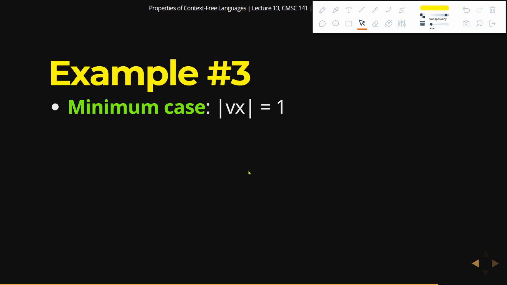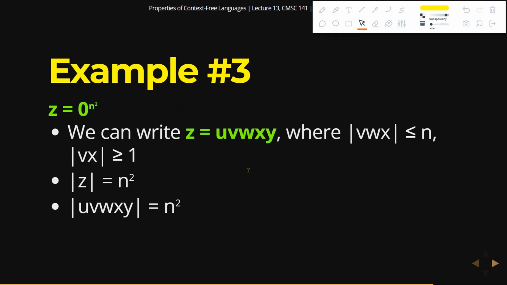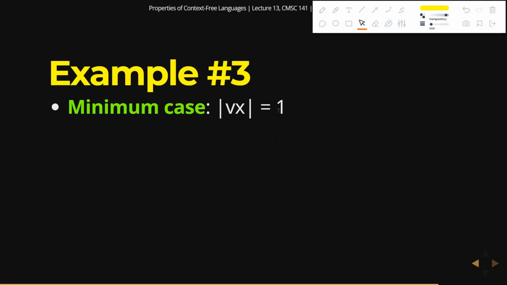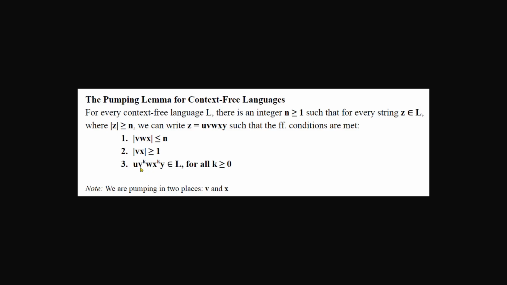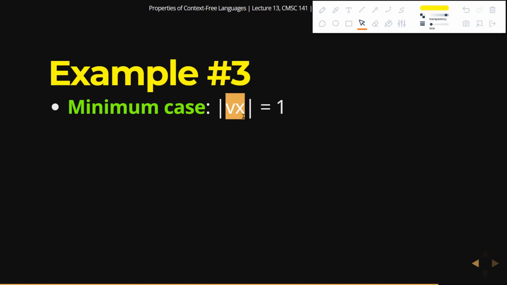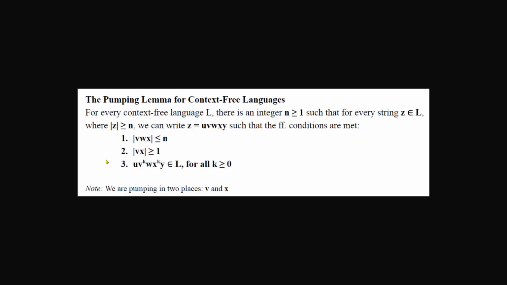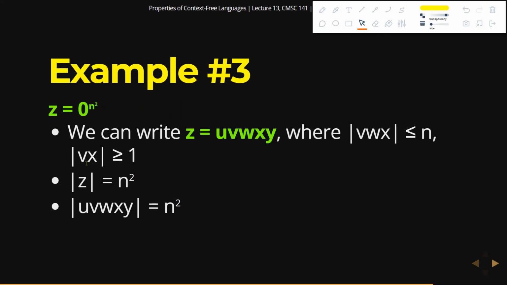So now, let's take the minimum case for v and x. V and x could be at least 1, right? So the minimum case for the length of vx is 1. Now, why are we interested in vx? It's because these are the ones that we will pump, right? V and x. Remember, we pump v and x in tandem. So the minimum case for vx is 1 because the length of vx could be greater than or equal to 1. So the minimum is 1.